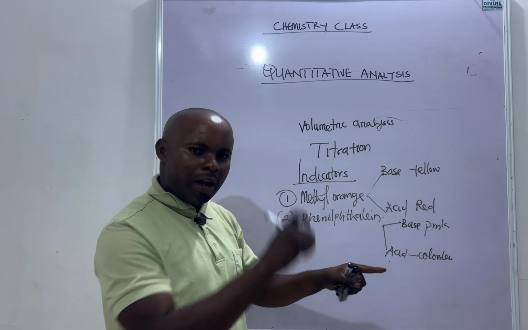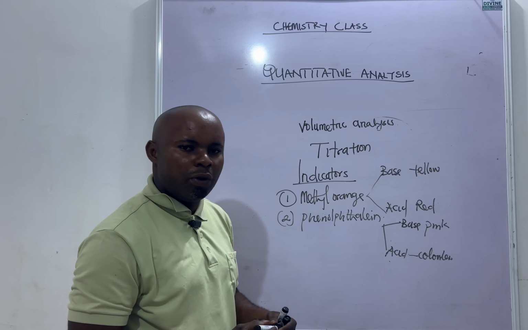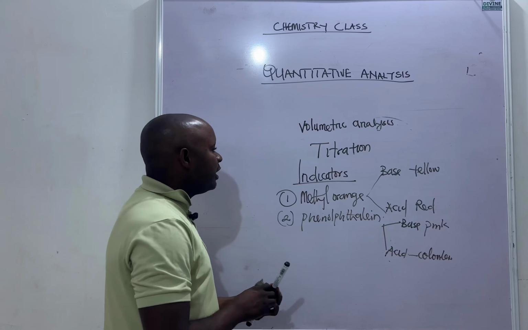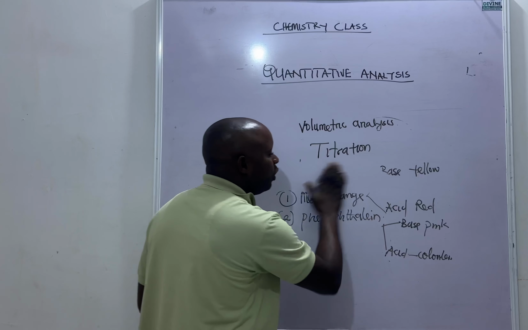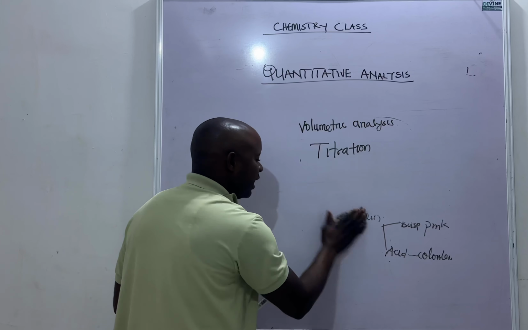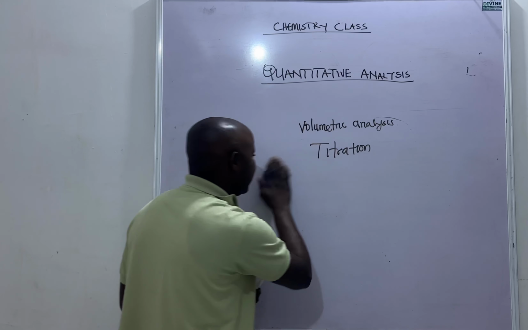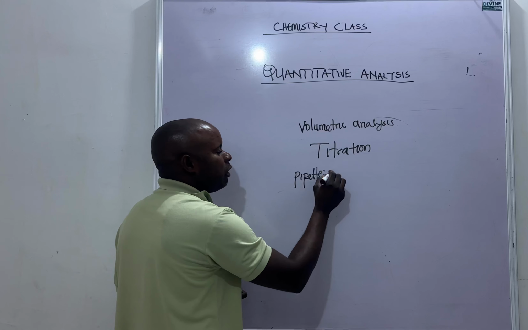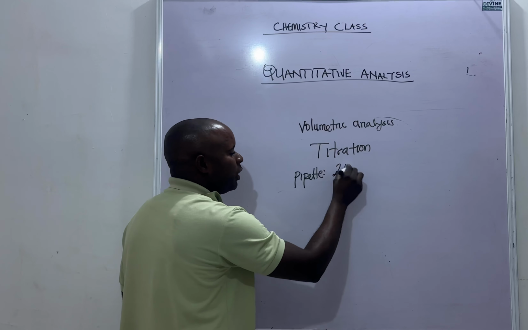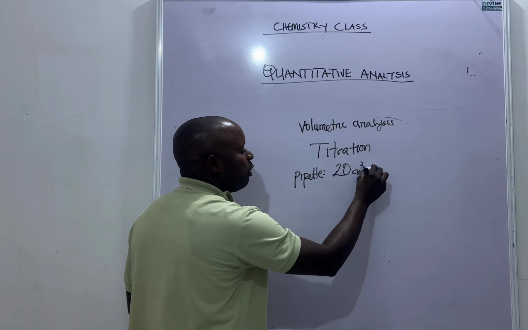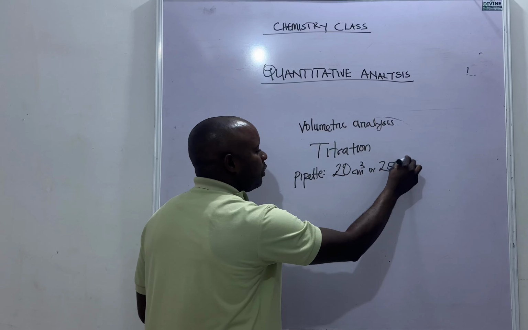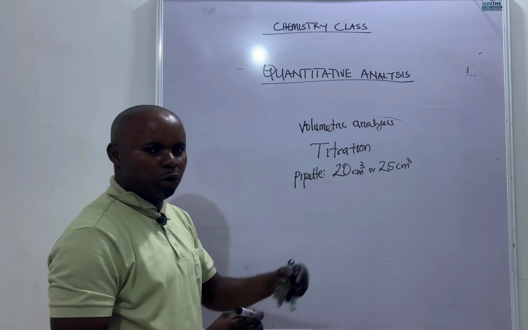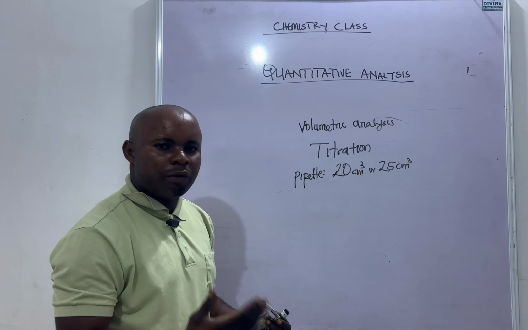At that point, you can monitor your burette and know the volume that is used to neutralize such a known volume of the base. In this regard, in acid-base titration, the base is always pipetted. We pipette the base. As I've said before, the pipette in our lab is the 20 cm cube or 25 cm cube. So we already know the amount of the base, so we can use it to determine the volume of the acid used.